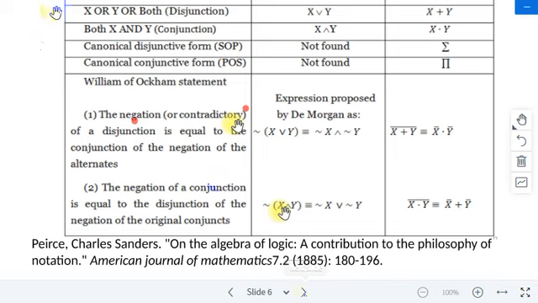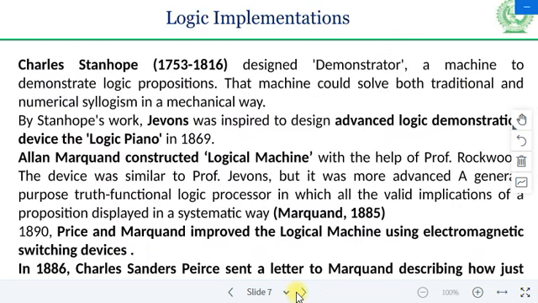Now if I go back and concentrate on the logic implementation, Charles Stanhope, from 1753 to 1886, designed a demonstrator, a machine to demonstrate logic propositions. That machine could solve both traditional and numerical syllogisms in a mechanical way.